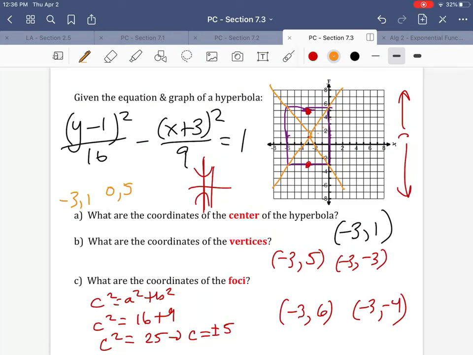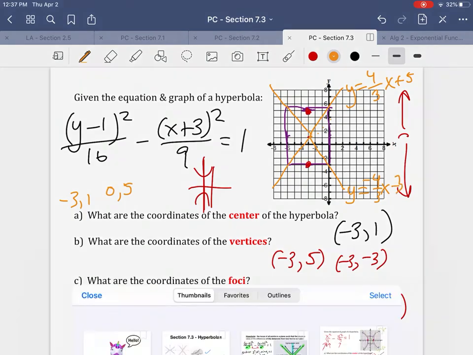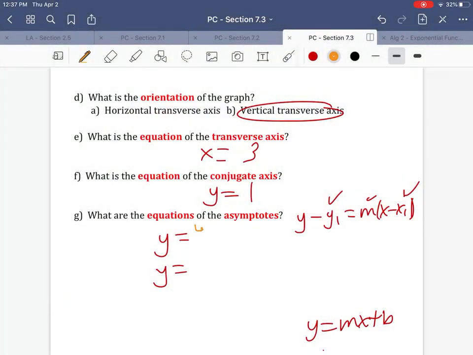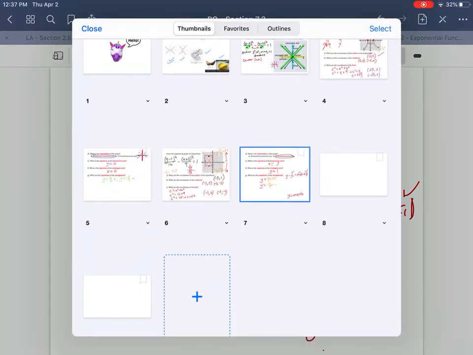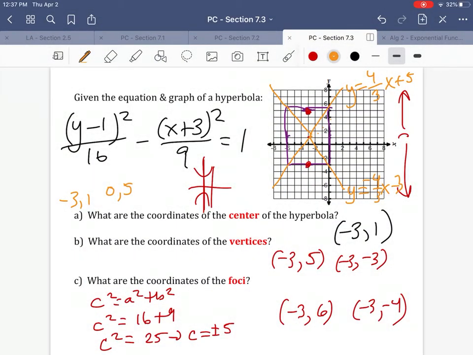All right, so 4/3 plus 5. So that's the equation of my asymptote there. So up 4 over 3, x, and then plus 5. Now this one right here should have the same slope, but it should be opposite. So negative 4/3 x, and then it's crossing at negative 3. So there's my two asymptotes: 4/3 x plus 5, and negative 4/3 x minus 3.